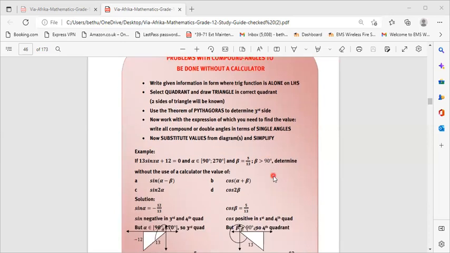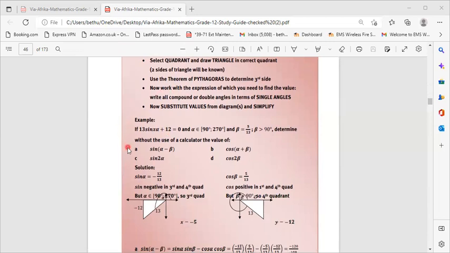So let's start off with the first example. Say, for example, we are given 13 sine alpha plus 12 is equal to 0, and alpha is an angle that belongs in the range of 90 degrees to 270 degrees. And sine beta is equal to 5/13, such that beta is greater than 90 degrees. So beta is greater than 90 degrees. What type of angle are we looking at? Yes, we're looking at an obtuse angle.